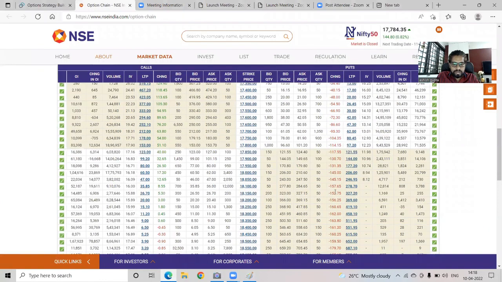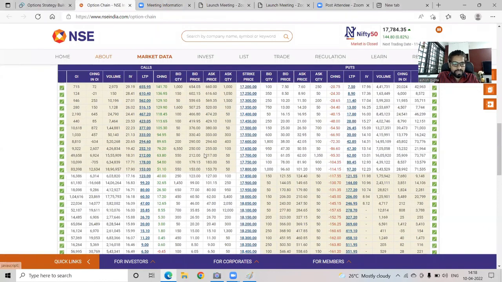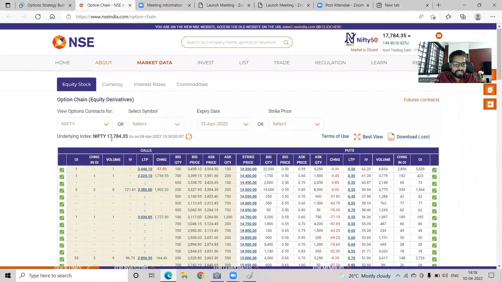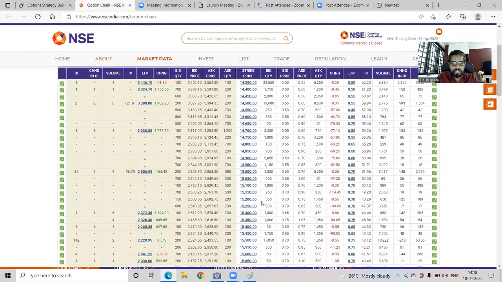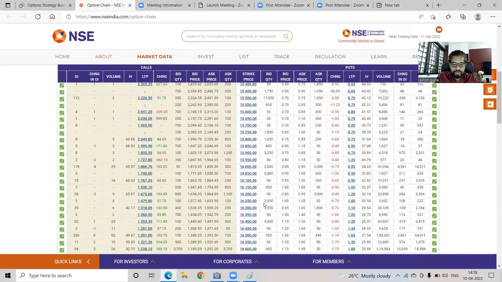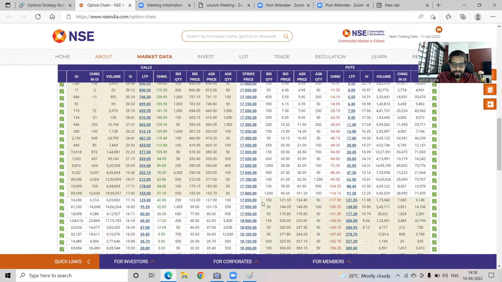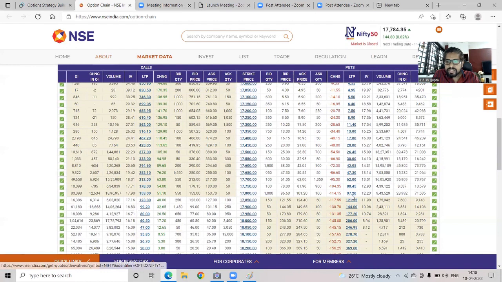So let's look at here. We have spot closing at 17,784. This is the 13th April expiry option chain. So with 17,784, we can look at 17,800. If we look at 17,800, the call is trading at 153 and the put is trading at 97. So there's a huge difference between the two.